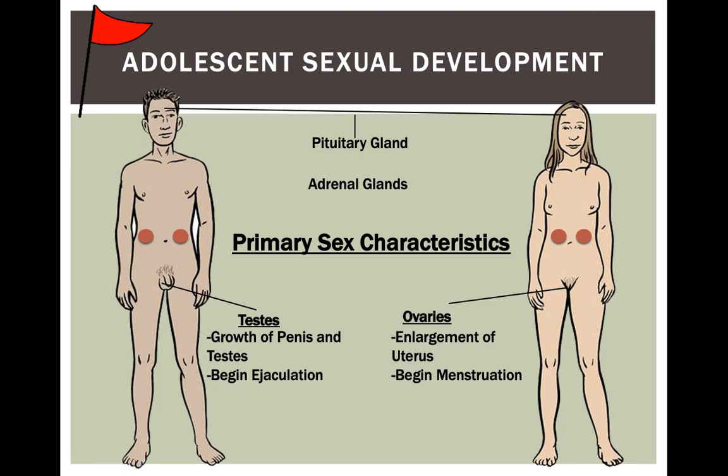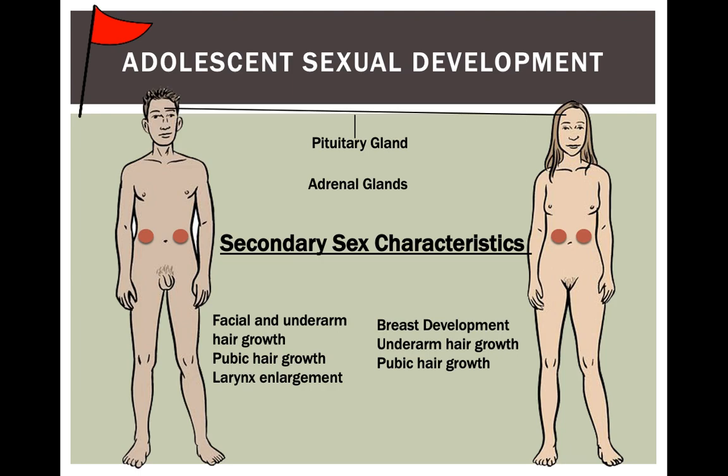Now, your primary sex characteristics, these are the ones that are primarily important for reproduction. We start to see the growth of the penis and the testes, and the beginning of ejaculation. So this is called spermarche, which is the first ejaculation in boys. For females, we start to see the ovaries developing a lot of the estrogens that are influencing these primary sex characteristics. So we see enlargement of the uterus and the beginning of menstruation. So menarche is the first menstrual period in girls.